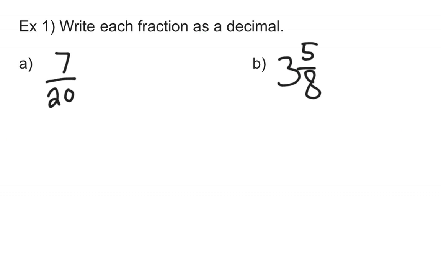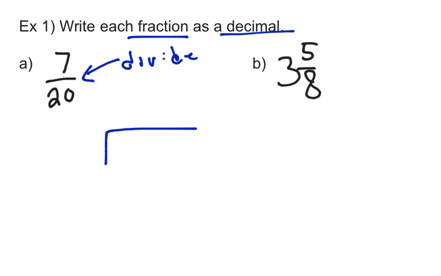Example 1, write each fraction as a decimal. If you have fractions like this that clearly are not ones that we're supposed to know, and they're asking us to change it from a fraction into a decimal, that's what I'm about to show you what to do. What we know is that on any fraction, the fraction bar means to divide. This is no different than dividing numbers and getting a decimal as an answer. So I'm going to long divide. Here's my little box.